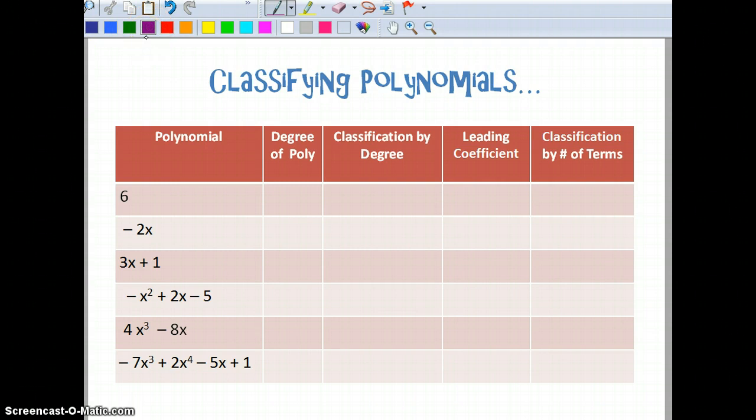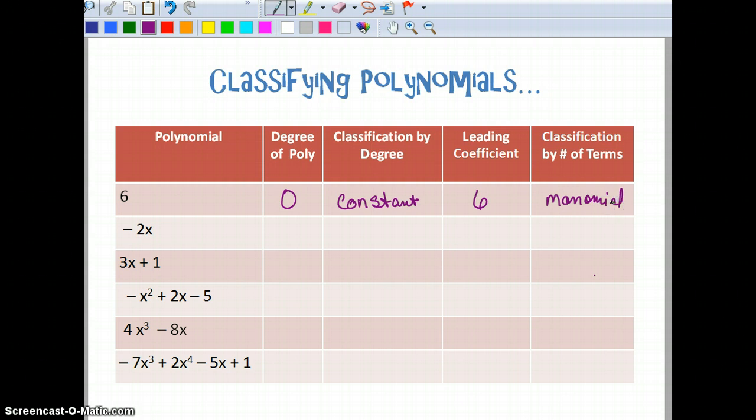Well, what's the degree of that? What's my highest exponent? 0. I don't have a variable with an exponent. Now when I classify this by degree, does 6 change at all? Is there any way that it changes? No, so whenever I have a regular, nice, pretty number, we call it a constant. There's no variable with this at all, so it stays constant. My leading coefficient is 6. Now, how many terms do I have? I want to classify it by terms. I have 1, and I know if it has one term, it's a monomial.